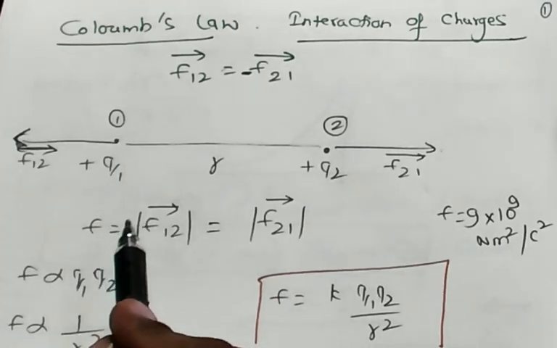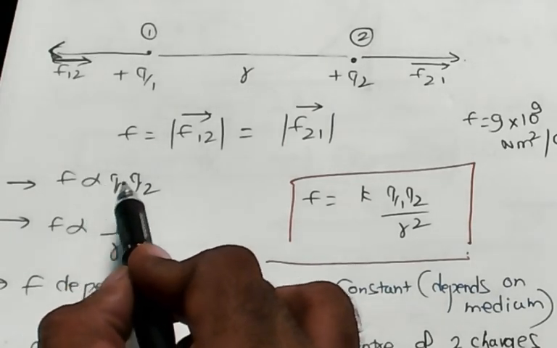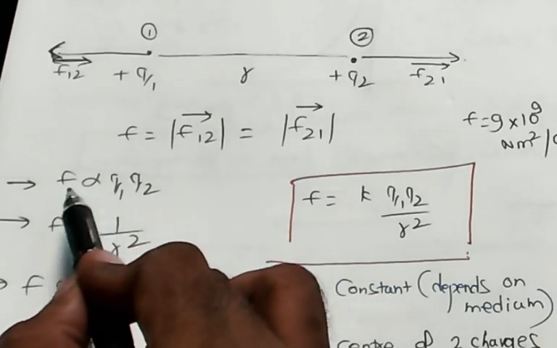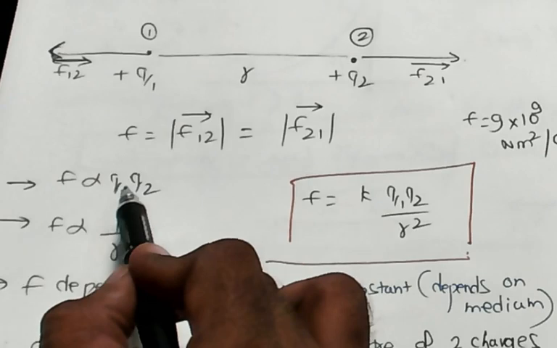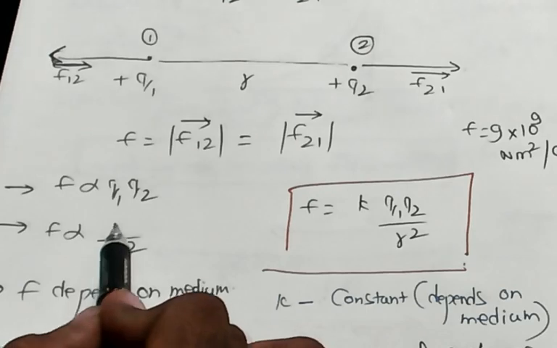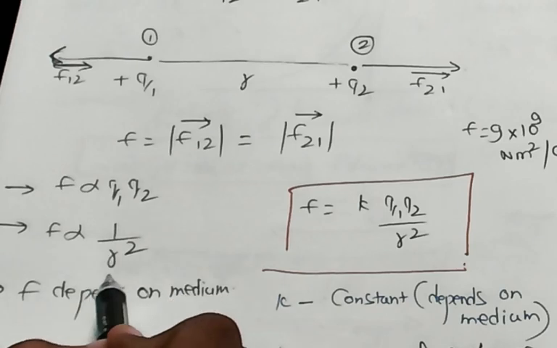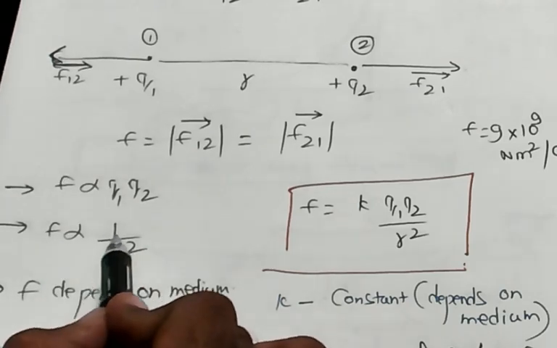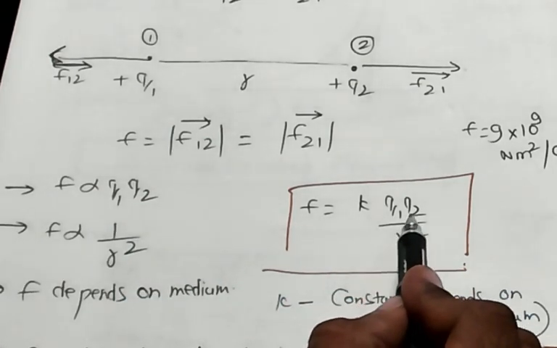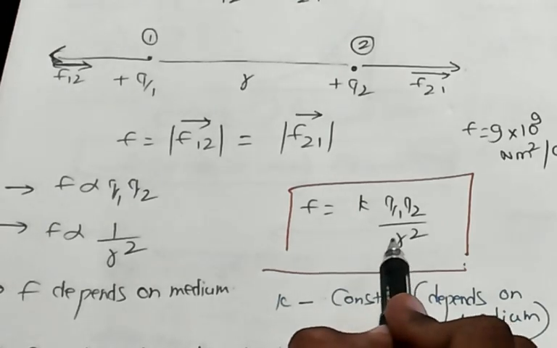Now, how will be that magnitude of that vector F? That will be directly proportional to the product of Q1 and Q2. That is Q1 into Q2. The force is proportional to Q1 into Q2 is what you need to remember. Then that force is inversely proportional to the square of the distance between the Q1 and Q2. That is, F is proportional to 1 by R square. So F is equal to K into Q1 into Q2 by R square. इसको कहते हैं Coulomb's law.